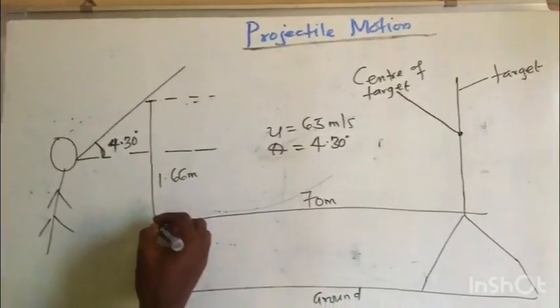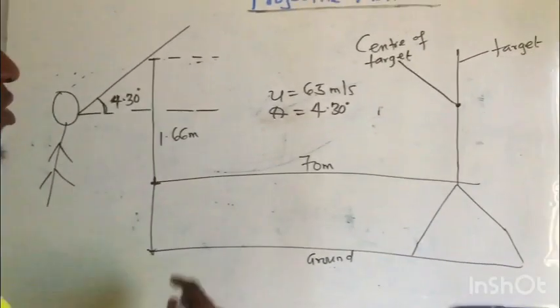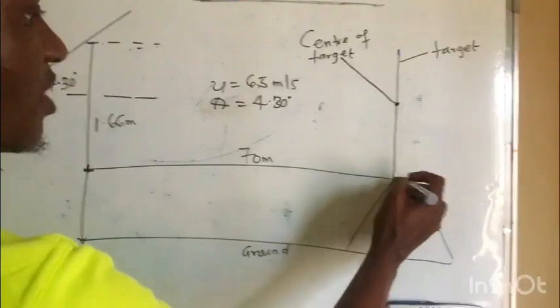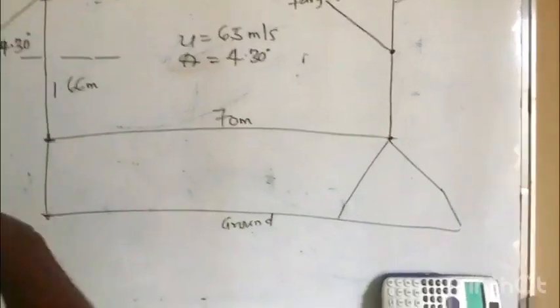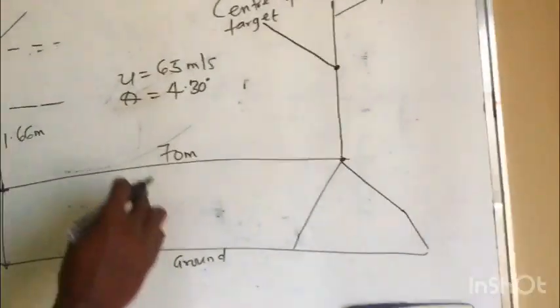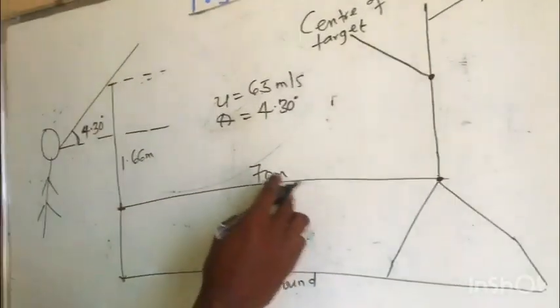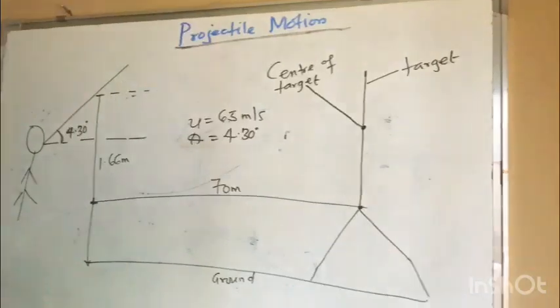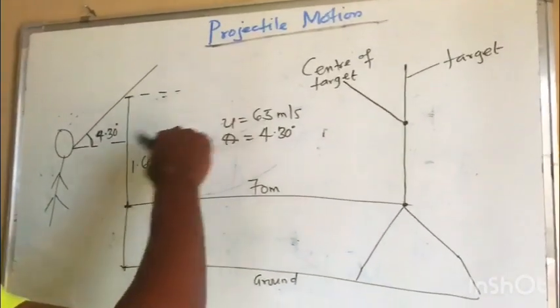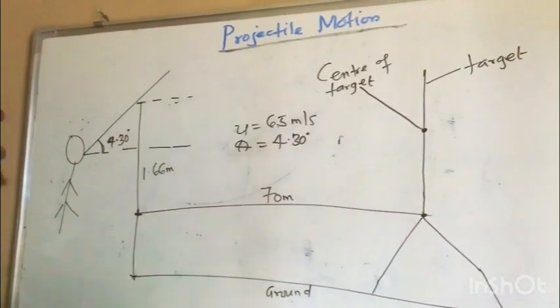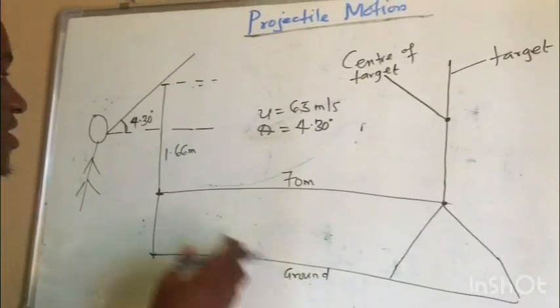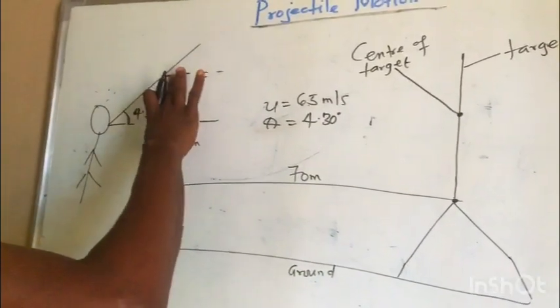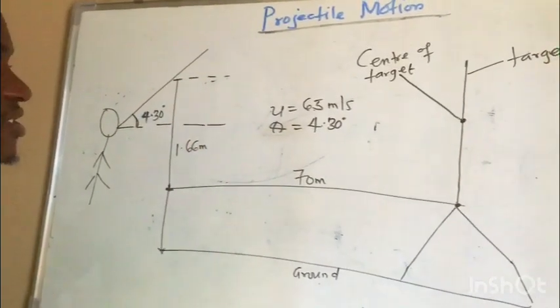From the plane where the man shot the arrow to this plane, the distance that we refer to as our horizontal range, that is the horizontal motion, is 70 meters, and the initial velocity of the arrow is 65 meters per second. You can see this is the ground, and the height above the ground is 1.66 meters.